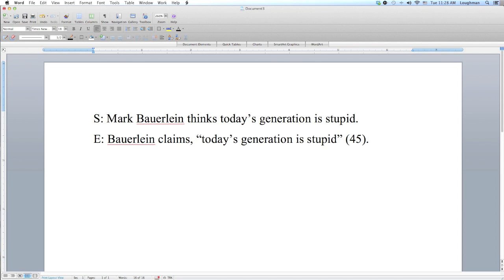Instead, you might want to say something like Mark Bauerlein, you know, now there's a gap between this statement, your opinion, and Bauerlein's opinion. Now you can prove why claiming that today's generation is stupid shows that he has no respect. And maybe that's a bad thing. So your statement and example can't be exactly the same, because if they are, you have no reason for an explanation.